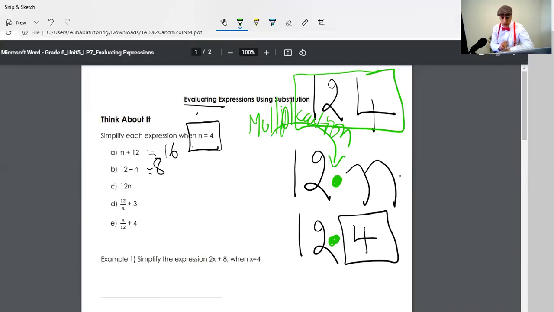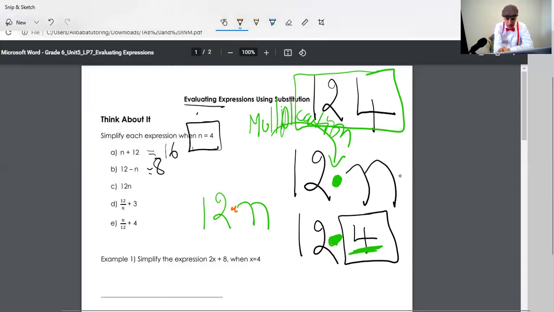So be careful. Once you evaluate expressions and you put the value of n, you no longer can leave it without writing the multiplication, okay? If it's like this, you don't have to write the multiplication in between. But once you put the number, you need to put the invisible multiplication in between. All right, so what's 12 times 4? Well, that's 48. Okay, so this is 48.